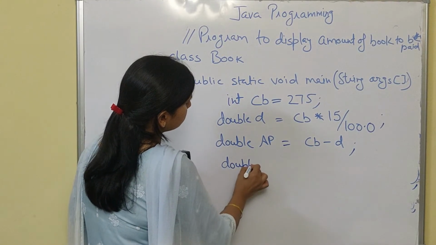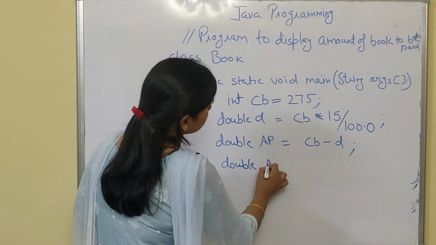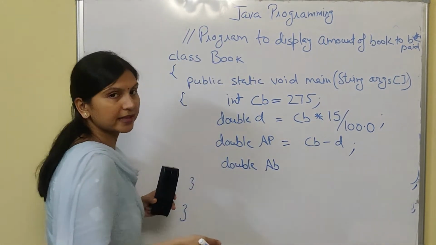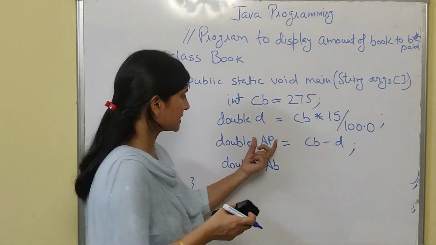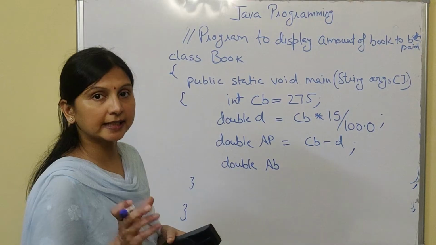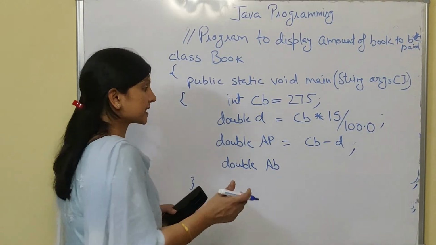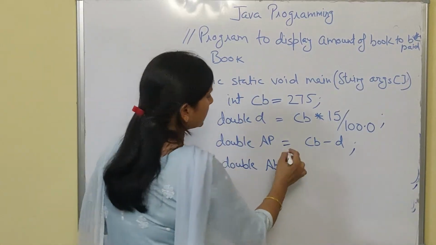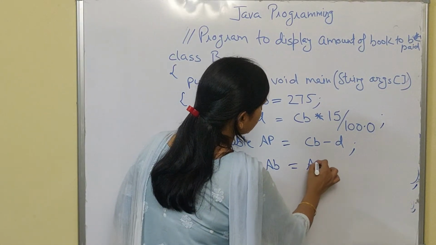double amount of 60 books. AB, I am taking here to make the difference. Here I have already taken AP. Here I am taking AB, the net amount to be paid for 60 books. So how will you calculate? This is the amount payable for one book, and for 60 books, how will I get?